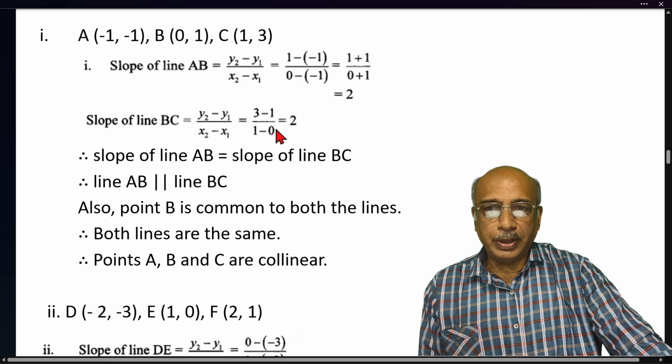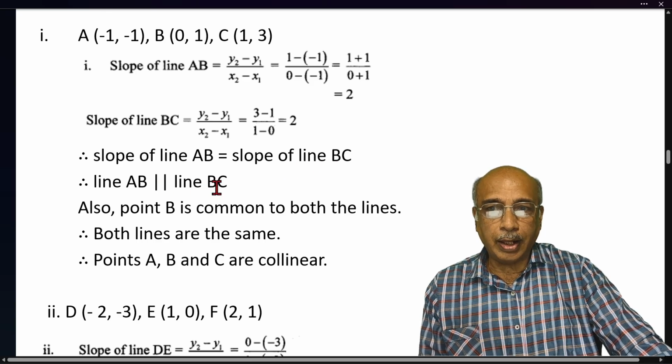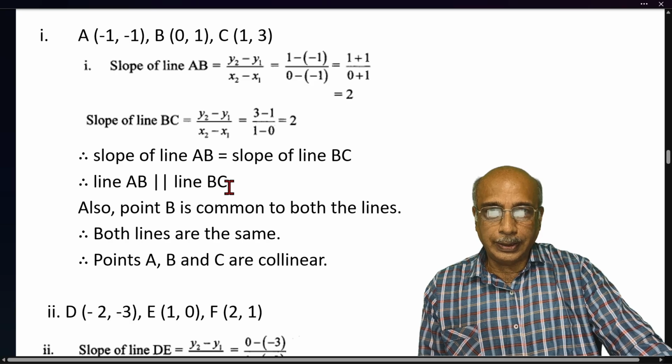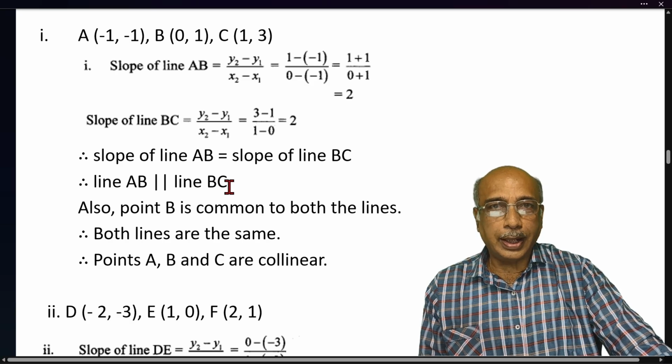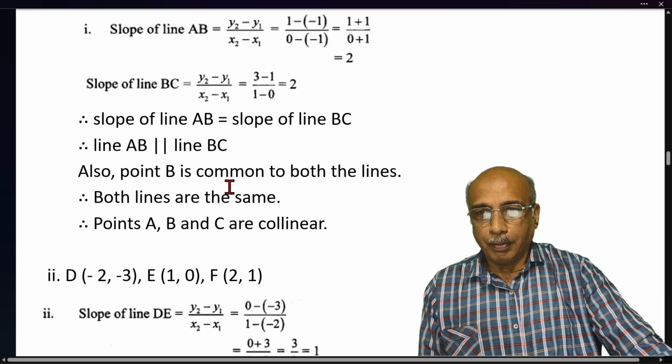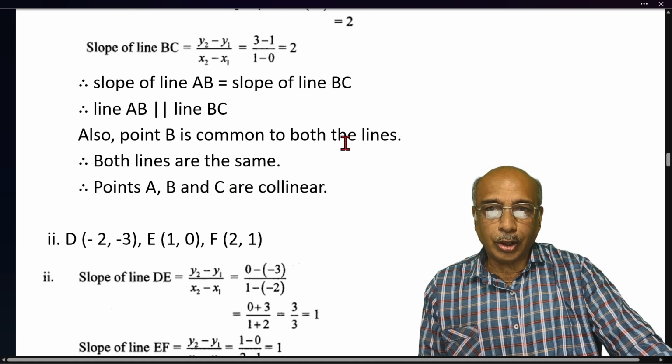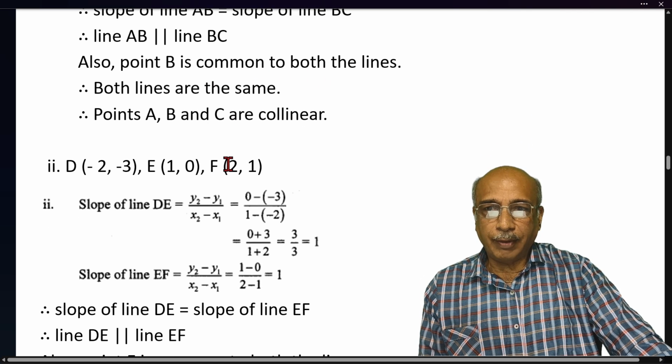Slope of line BC is also 2. Therefore, slope of line AB equals slope of line BC. Therefore, two lines are parallel lines. If their slopes are equal, they are parallel lines. But also B is common to both the lines. Therefore, both the lines are the same. So, points A, B and C are collinear.